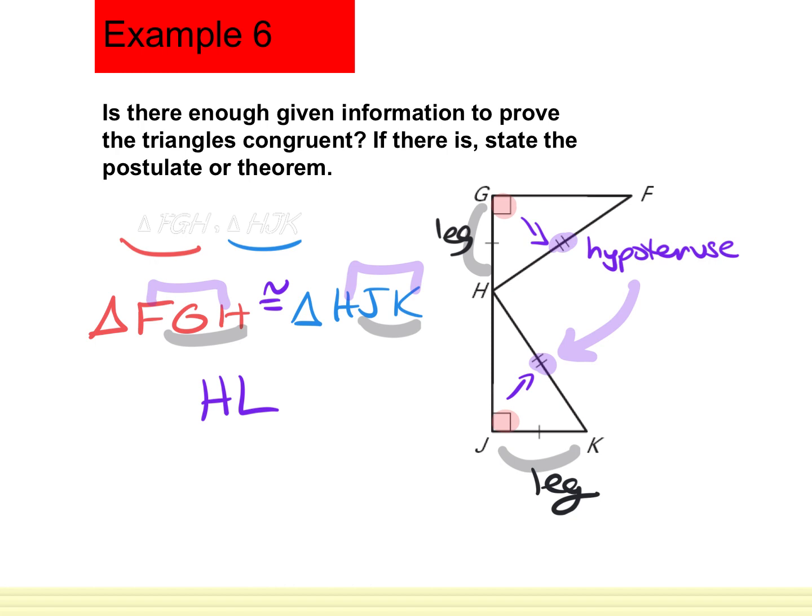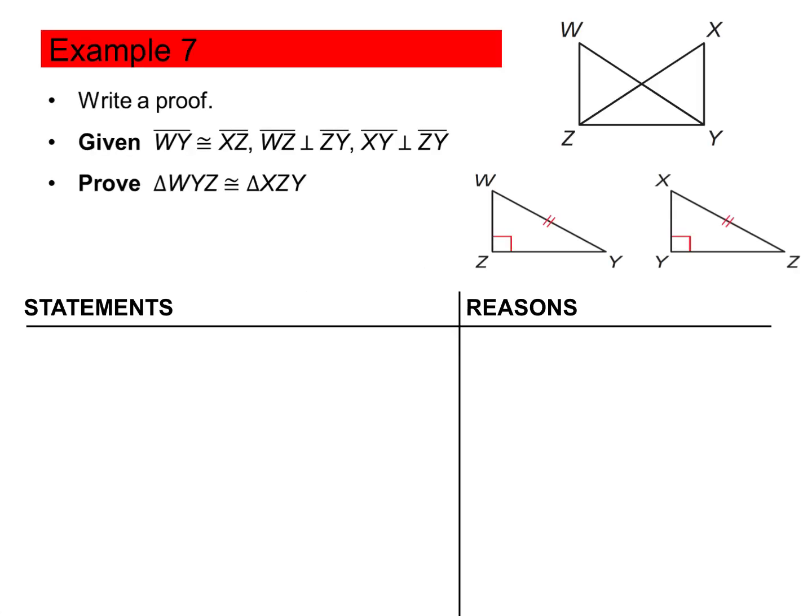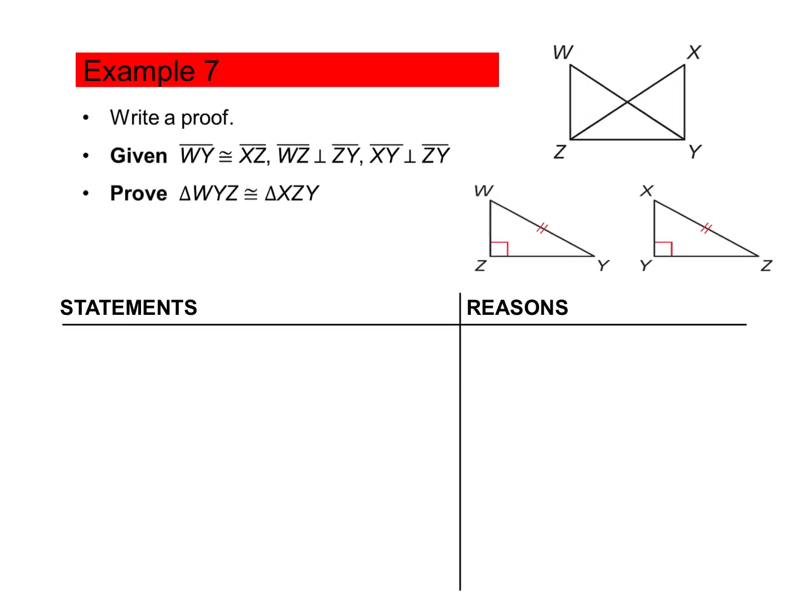And the last example is a proof. So it wants us to write a proof. Now, in the homework where it's going to ask you maybe to write a proof, it may ask you to pull the picture apart. And that's what I've done here. So what they're asking me to try to prove is that this triangle, the WYZ, is congruent, so it's this one right here, to the XZY, which is over here.